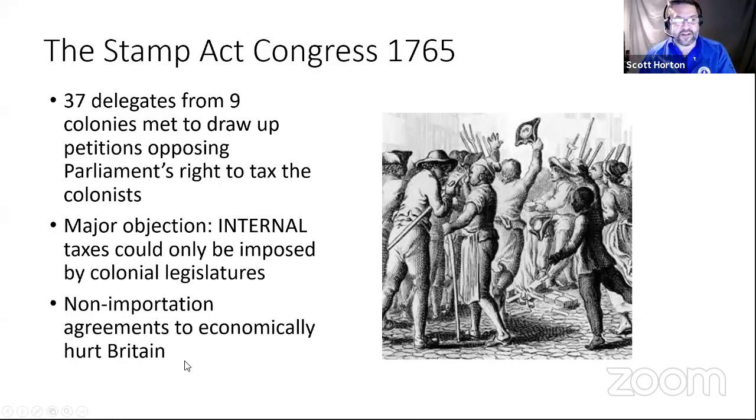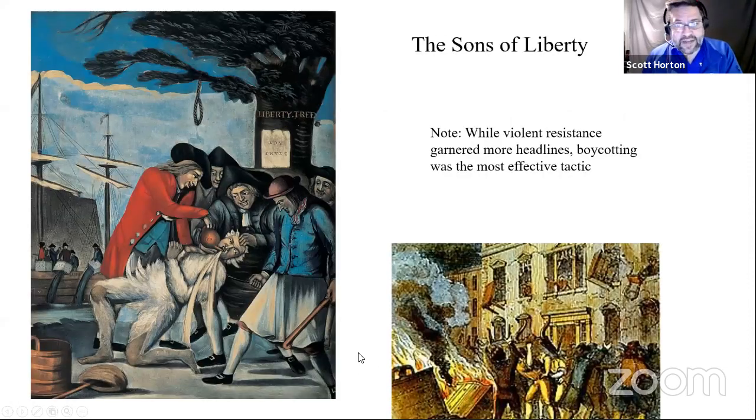So the Stamp Act creates this whole firestorm of trouble for the British. And eventually, we meet this very famous or infamous, depending on your point of view, group of Americans called the Sons of Liberty, who come down to us as some of the heroes of the American Revolution.